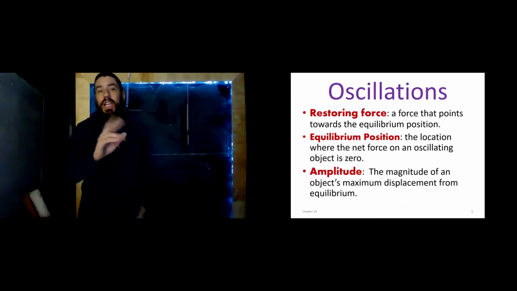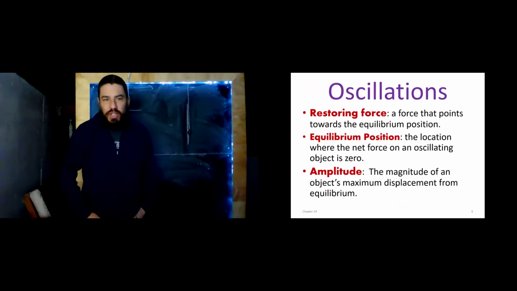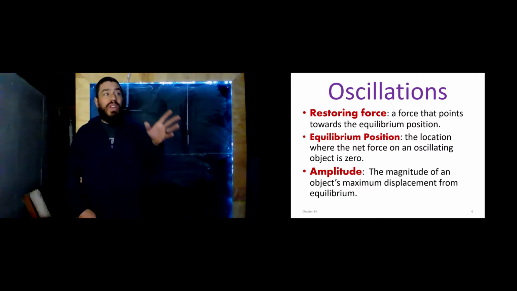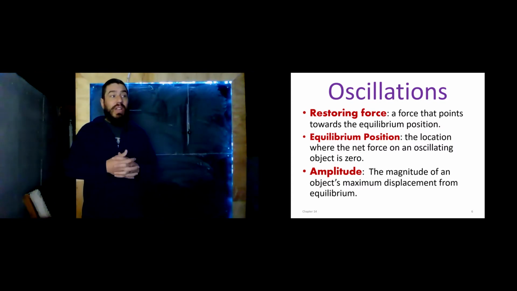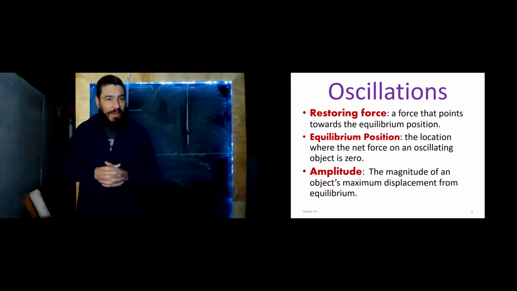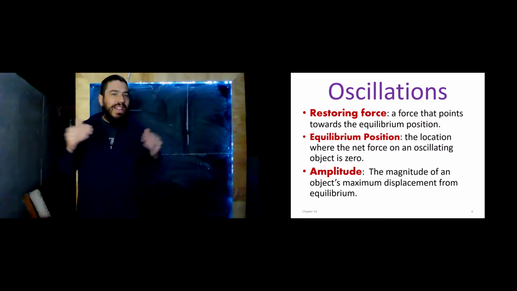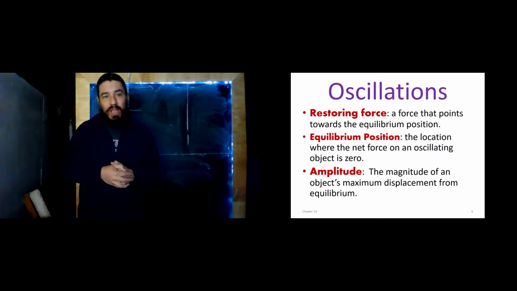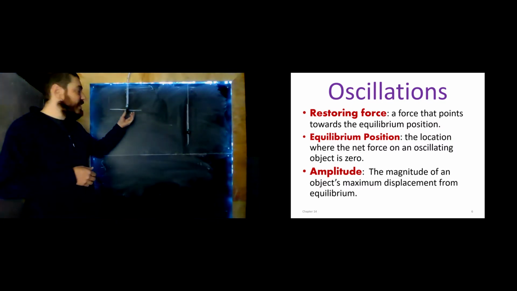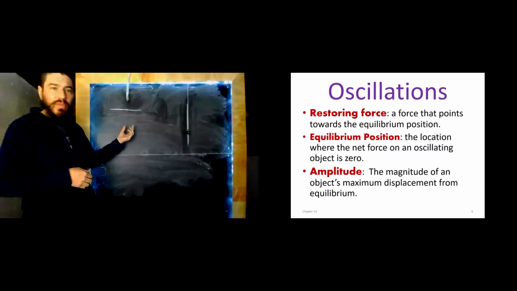Okay. Again, this segment's all about terminology so that we have a common language and we can just talk about these concepts. Again, the restoring force is a force that always points towards the equilibrium position. The equilibrium position is the location where the net force on an oscillating object is 0. Intuitively, that's the center of the motion. Amplitude is another important term. Amplitude is the magnitude of an object's maximum displacement from equilibrium. So the amplitude then would be, how far did I pull this down before I let go?